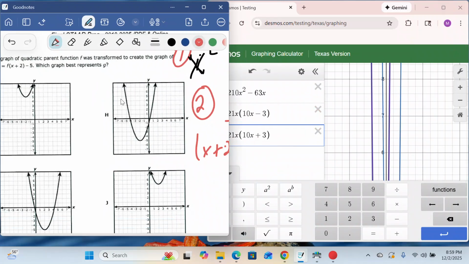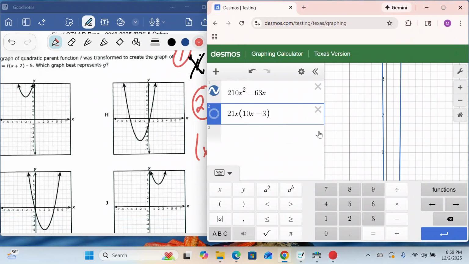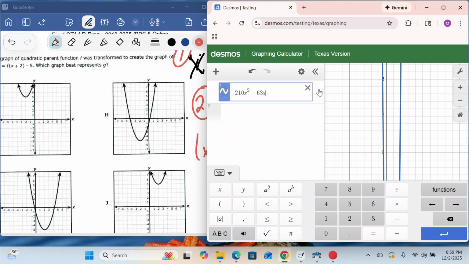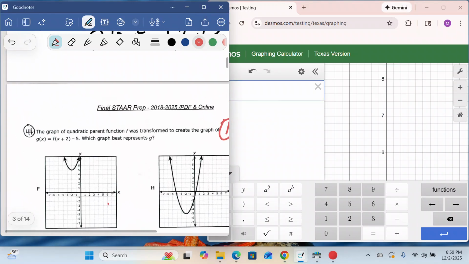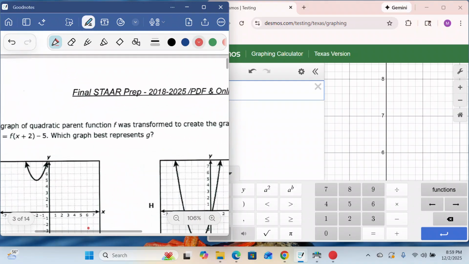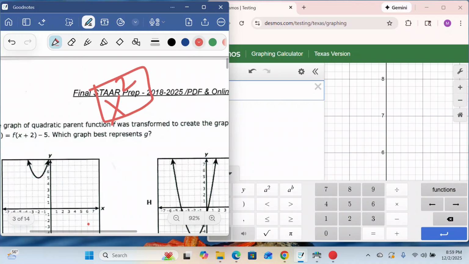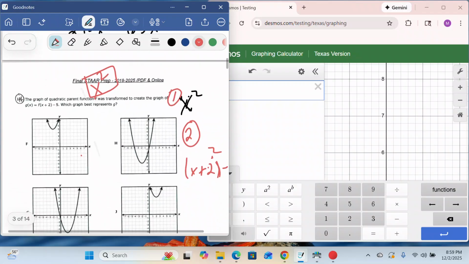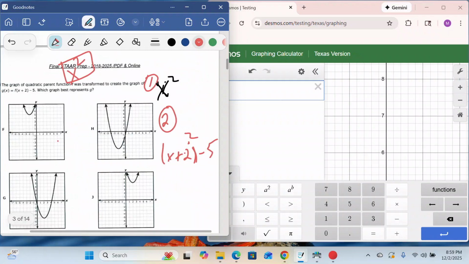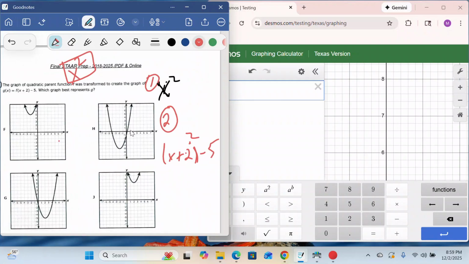So if I do x plus 2 squared, and I subtract 5, I'm just going to use Desmos, and I'm going to go ahead and input the parent function. The parent function is the original function, and the parent function of a quadratic is always x squared. Remember, they're asking for the parent function. The original function is always x squared, all the time when you deal with quadratics. And what are they doing to the x squared? They're adding 2 right here, and they're subtracting 5. But you've got to remember, when they add 2, it's quantity squared.